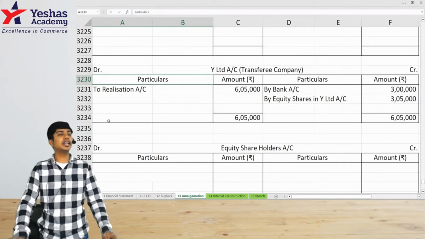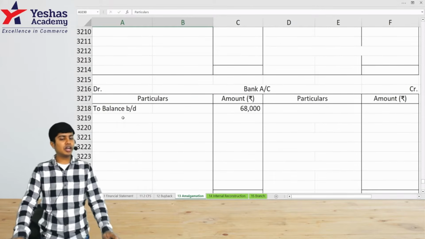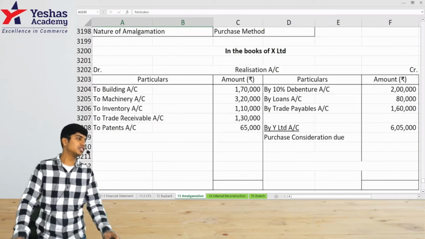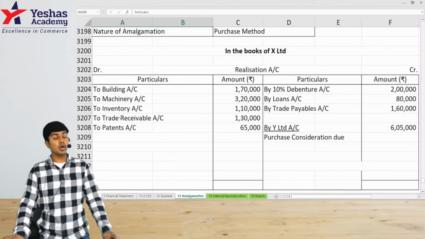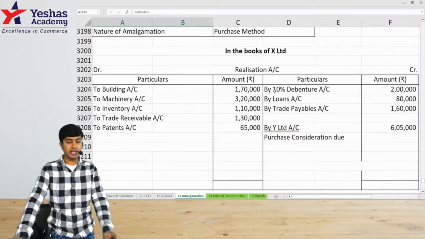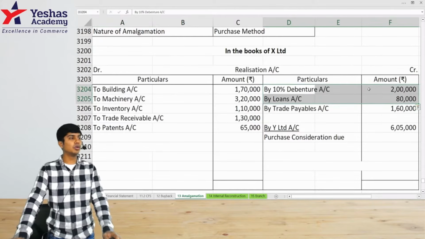Now, assets not taken over to be sold. There is one asset not taken over, patent. I am assuming that it is sold for 0 rupees. There are 2 liabilities not taken over. What are they? Debentures and loans. What do we do? I'll pay them.